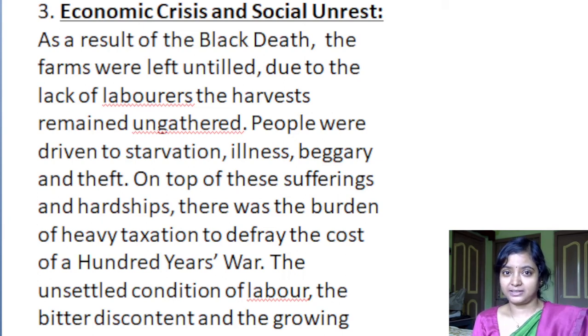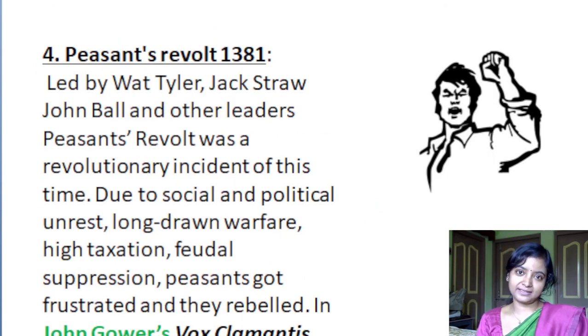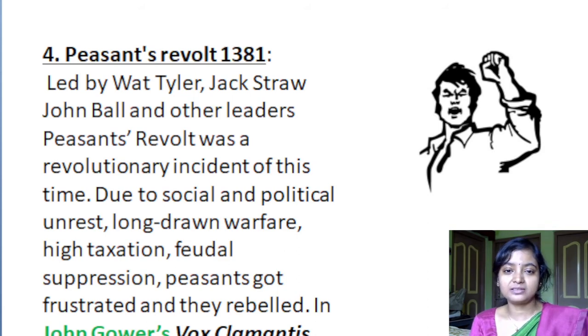This unsettled condition of labor, bitter discontent, and growing impatience of the working classes found expression in popular uprisings, rebellion against the government. And one of these popular uprisings is the Peasants' Revolt in 1381. It was led by Wat Tyler, Jack Straw, John Ball, and other leaders. The Peasants' Revolt was a revolutionary incident of this time.